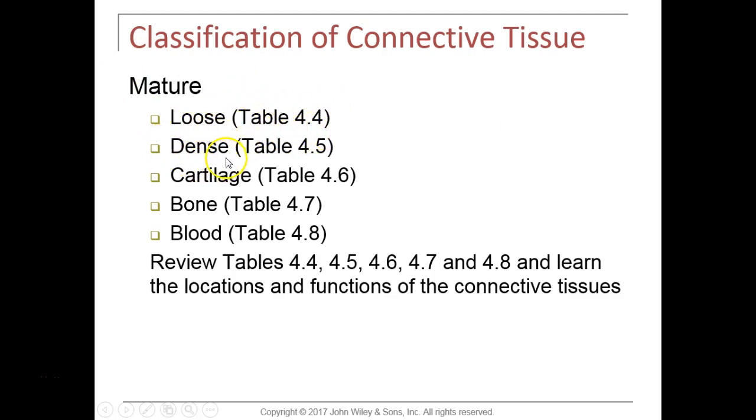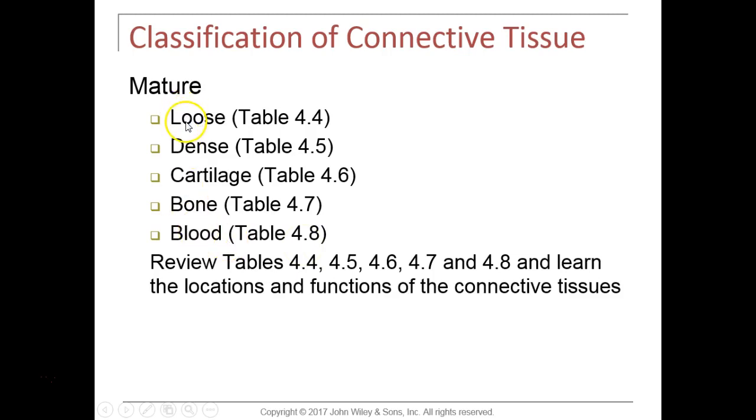The dense connective tissues include dense irregular, dense regular, and reticular. Those types of connective tissue are found in table 4.5. There are three basic cartilage types in 4.6. Bone is in table 4.7, and blood, which is a liquid connective tissue, is in table 4.8.